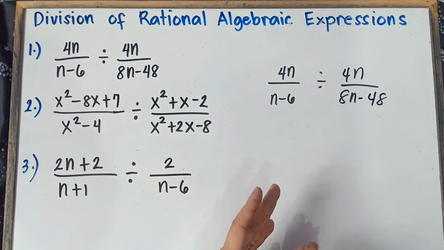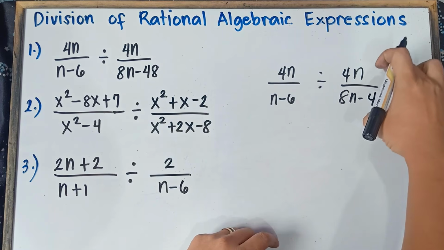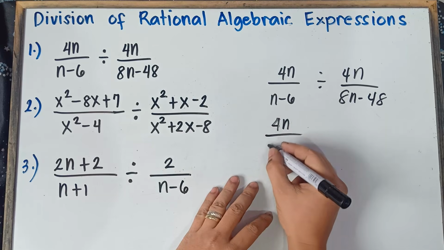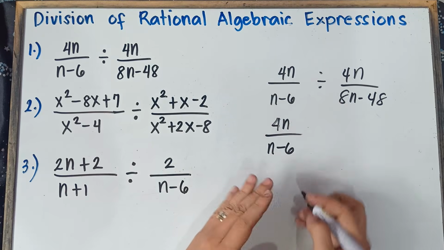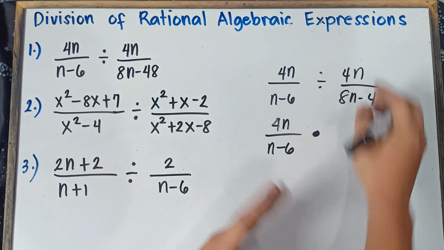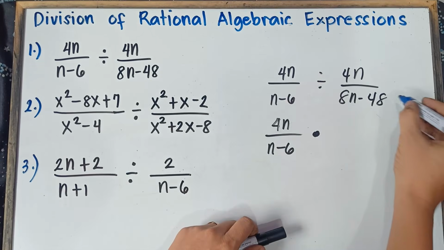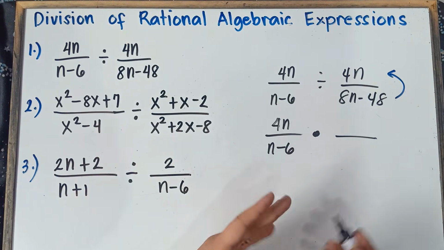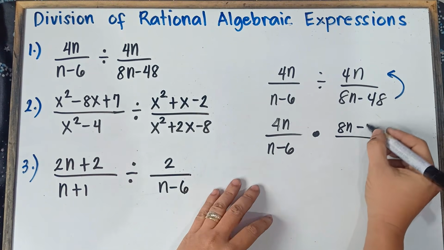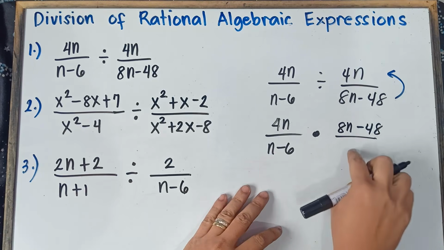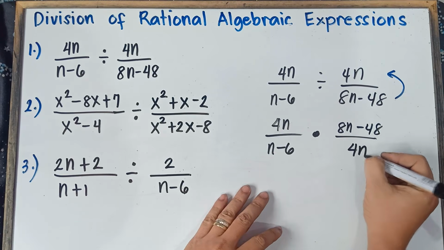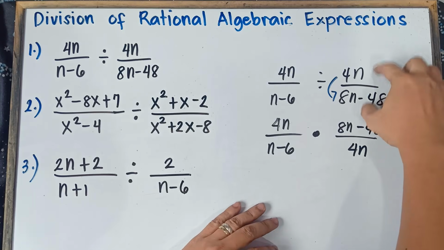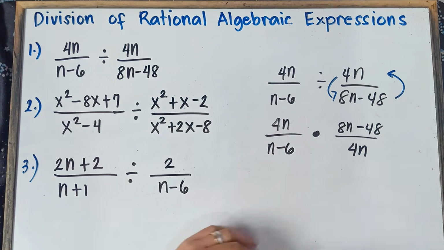Once again, class, if we're dividing, we need to get the reciprocal of the divisor, then we proceed to multiplication. So this will be 4n over n minus 6, simply copy this one, and then proceed to multiplication. Get the reciprocal, simply rotate this one. This 8n minus 48 will become the numerator, and this 4n will become the denominator. Copy 4n. So once again, simply rotate this one, get the reciprocal, and then proceed to multiplication.